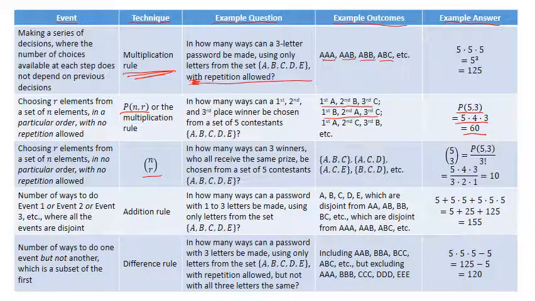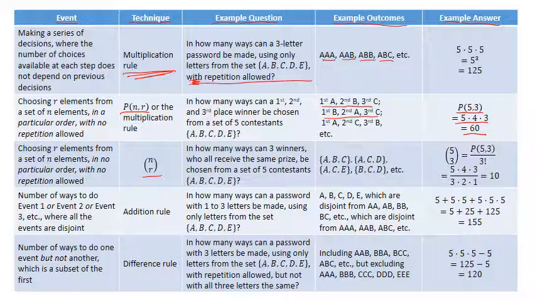So a typical problem here is, in how many ways can 3 winners who all receive the same prize be chosen from a set of 5 contestants A, B, C, D, E? So this is just like the committee example. If they're all going to receive the same prize, they have no special roles, then it doesn't matter what order we pick them out from the hat or however we're doing this.